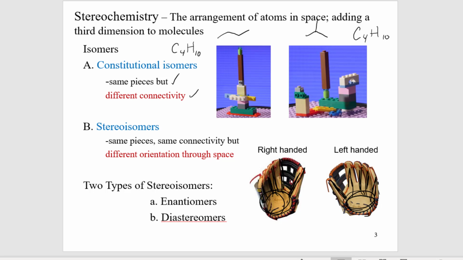Now, under the umbrella of stereoisomers, there are different types of stereoisomers. There are enantiomers and diastereomers. These are relationship words. When you have two different molecules that are stereoisomers, the relationship between the two might be enantiomers, or the relationship might be diastereomers. We're going to talk about that and how to distinguish between these two types of stereoisomers in this chapter.